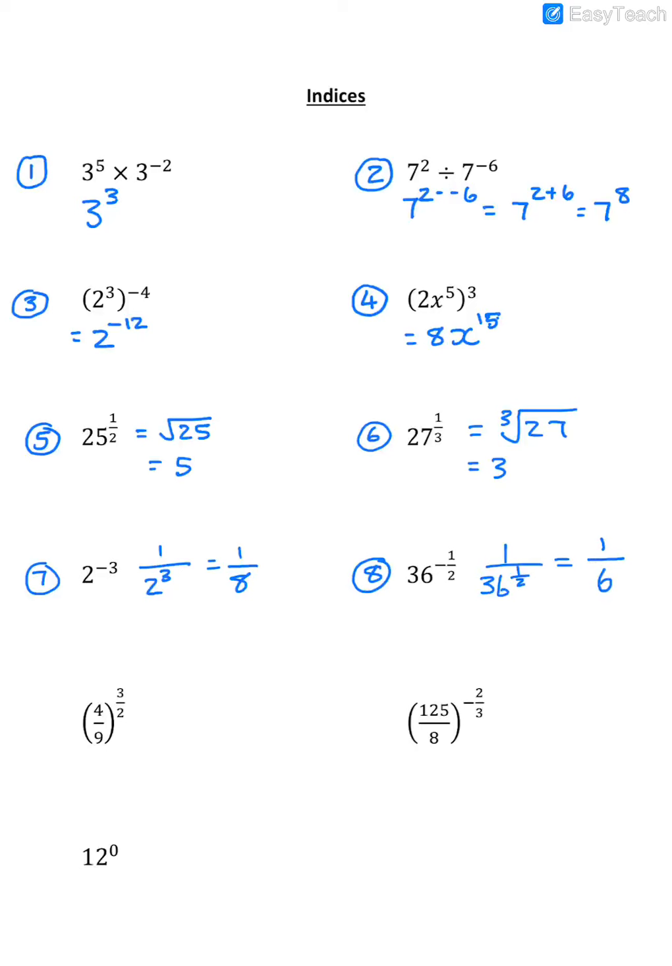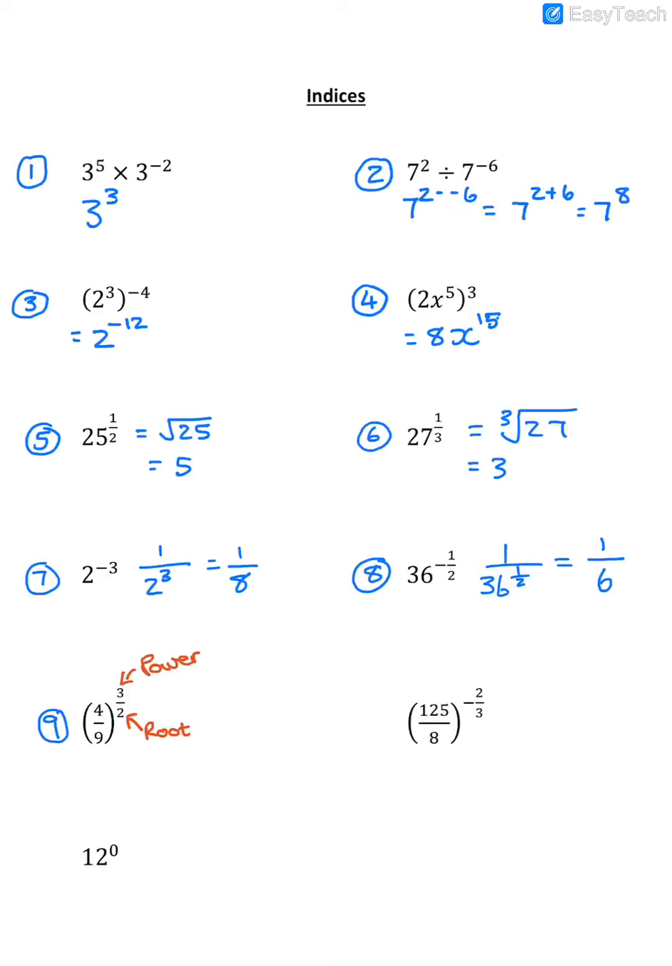Number 9 is quite a popular one in exams. So you've got a fraction raised to a power that is also a fraction. So what you need to remember with this is that the bottom number of this fraction is the root and the top number is the power. So for each number in your fraction, you need to first of all find the root and then the power.